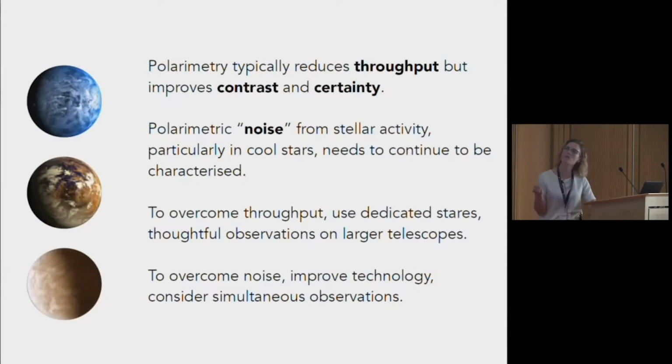We need to continue to characterize noise, particularly from stellar activity in cool stars, especially if we want to keep looking at M dwarfs. To overcome issues with throughput, to some degree, we can use things like dedicated stares and thoughtful observations, being a little more particular than maybe we've been in the past about which planets we're looking at. And to overcome noise, we can consider things like simultaneous observations that will help us characterize things like stellar activity, and also improving technology, which sounds like an easy thing to say and a hard thing to do.